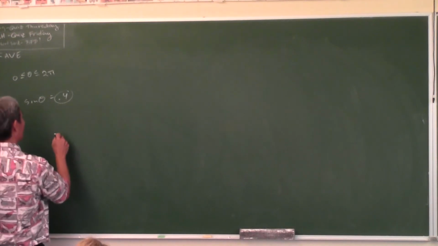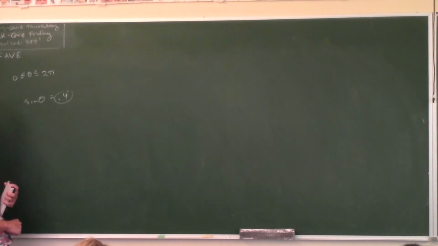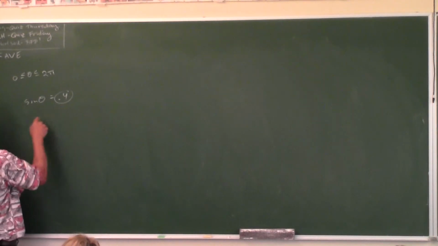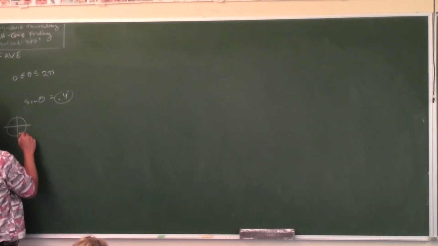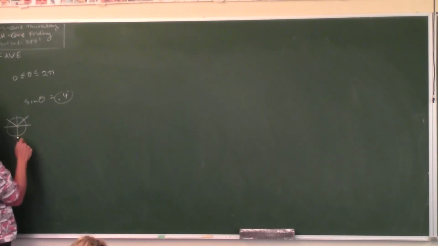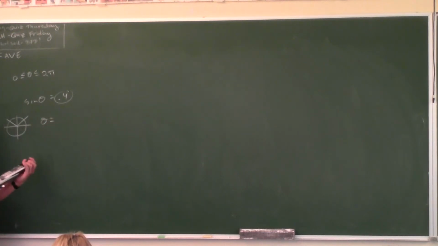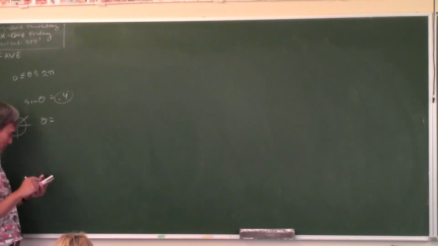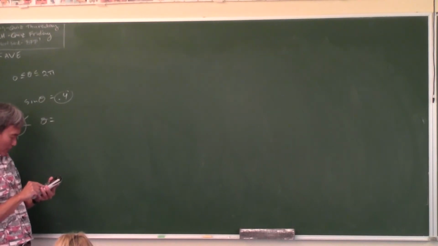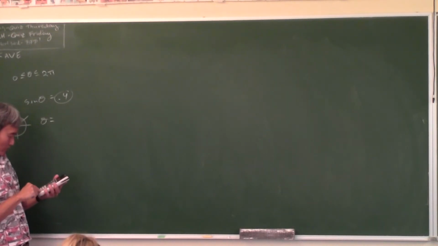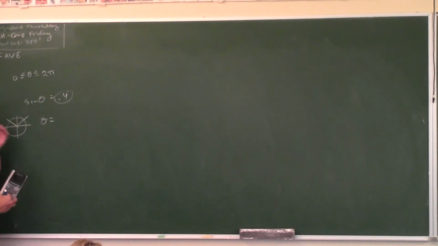Now, before we start, how many answers are there going to be? 2. Because sine is positive in what 2 quadrants? 1 and 2, right? So there's going to be one angle here and another angle there. So you should have 2 answers. Okay, now, take out your calculator, put it in radian mode, because they want radians. So change the mode to radians on whatever calculator you have.